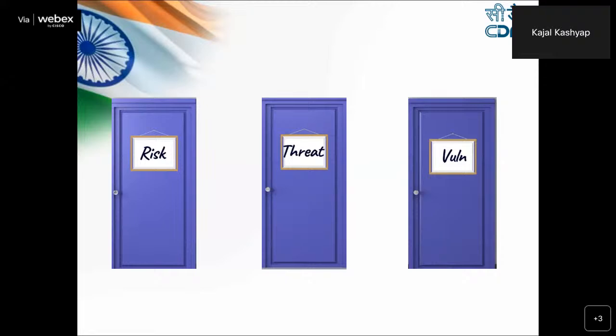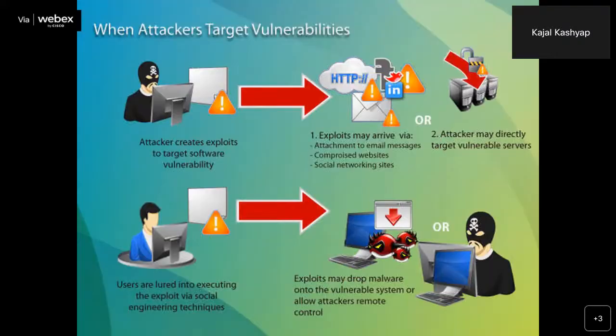Basically, risk depends on the number of threats present in your organization. And automatically, if there are threats, vulnerability will be there. Here you can see how attackers are targeting vulnerabilities. First of all, the attacker will create an exploit to target your software vulnerability. Firstly, he will scan your whole organization or your whole device to find the vulnerability. Once he finds it, he will create a payload accordingly.